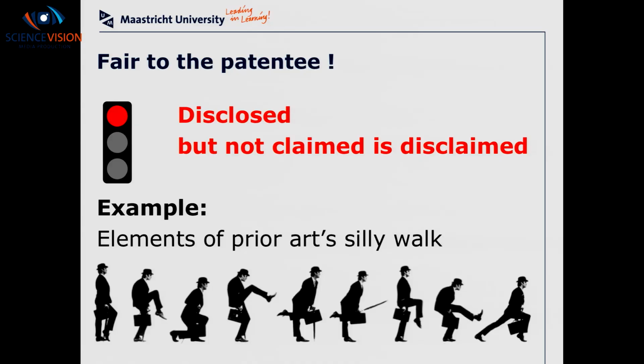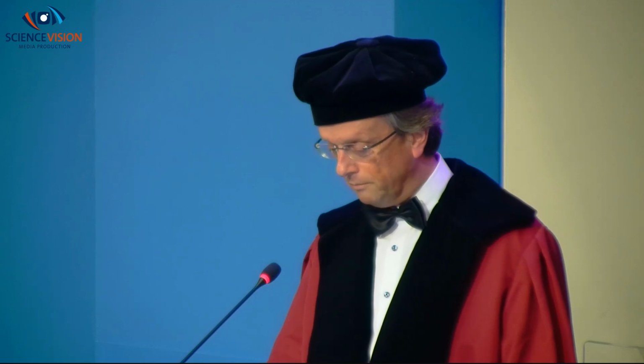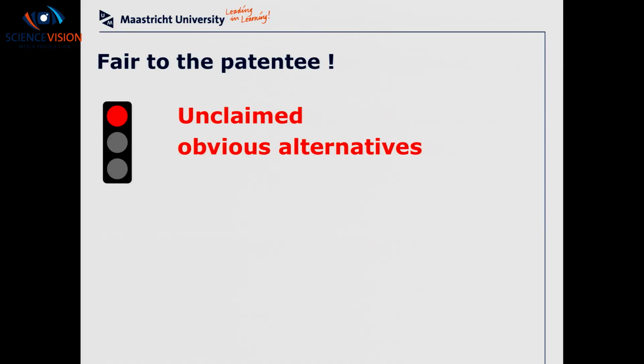What does that mean in this particular case? The prior art, as mentioned in the description, contains elements of John Cleese's silly walk. So if the patent describes that prior art, but fails to claim it as part of the claims, the answer should be to the patentee, we're only being fair to you since you didn't take this opportunity. You won't be able to smuggle that into your scope of protection. And the other rule would be that unclaimed obvious alternatives also can't be part of the scope of protection.